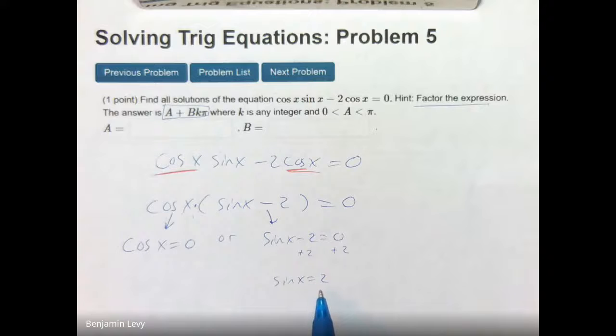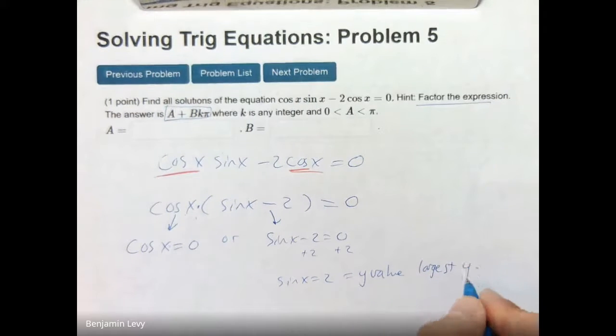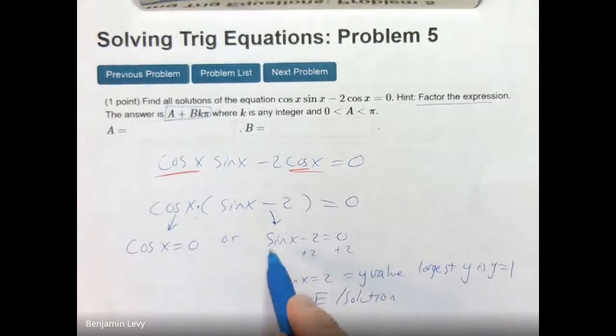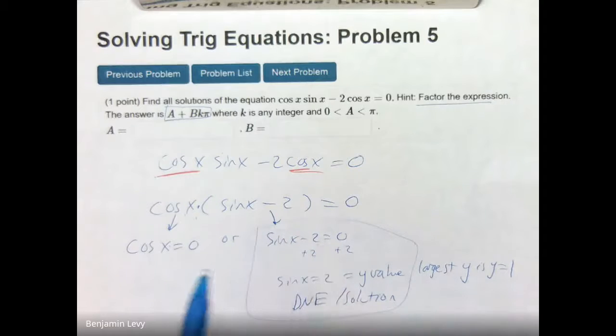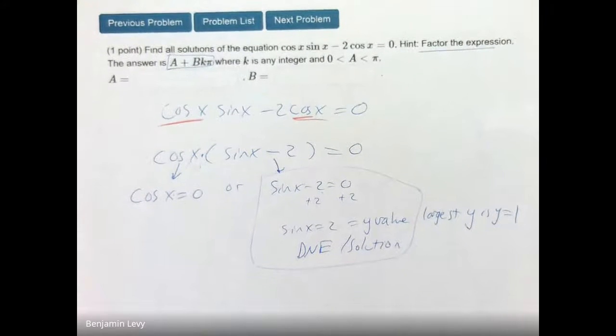The biggest y value on the unit circle is 1. We're thinking this is some y value, and the largest y value on the unit circle is y equals 1. So we actually don't get an answer. We get a does not exist or no solution for this piece. Just this one side. We do get an answer for the other side: from the other piece, cosine equaling 0, we do get an answer.